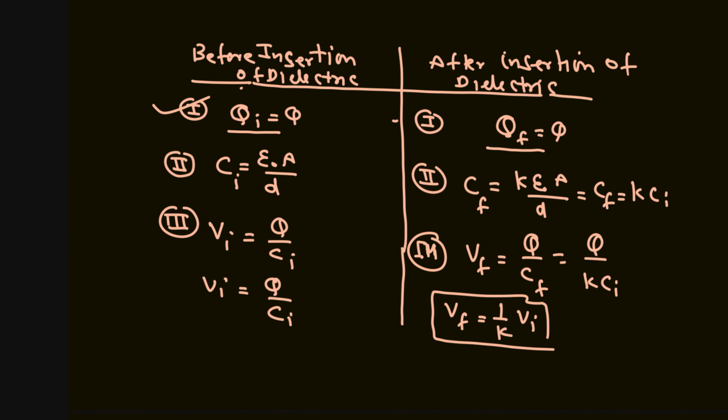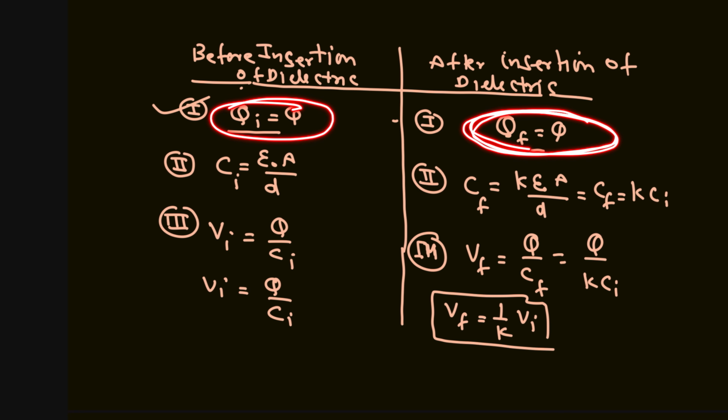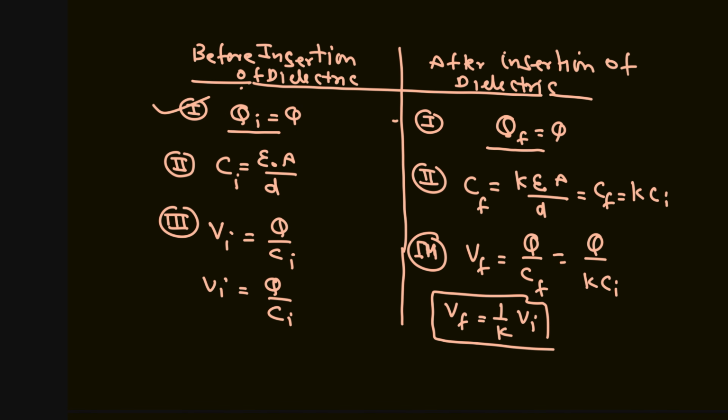Now I am going to compare before and after insertion of dielectric, what will change. Charges remain the same because charge is a fundamental quantity, and there is no connection, the charge will not flow because the battery is already removed; it is an isolated charged capacitor, not connected to any battery. Capacitance is a property independent of the charge and potential. It depends on the shape, size and medium.